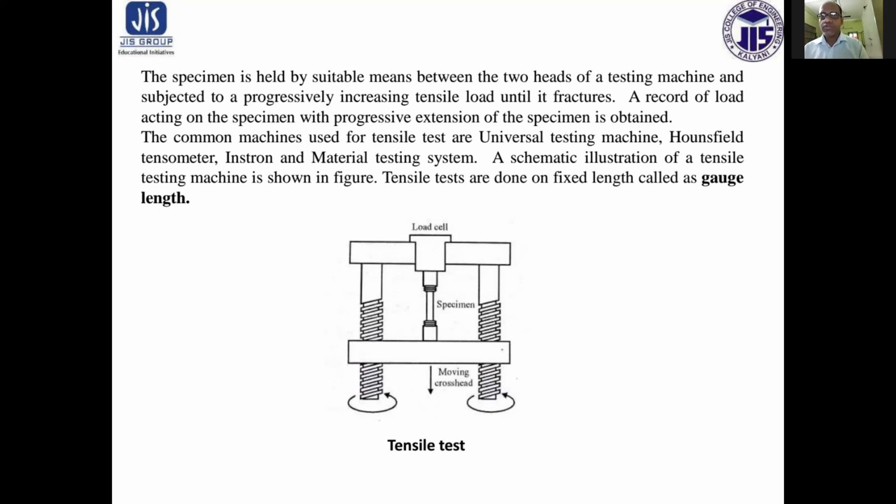So as for the test specimen, a tensile load is applied, that is, two equal and opposite loads are applied on the specimen, and up to the fracture portion these are observed, and the load and the extension are recorded, and then the curve is plotted.